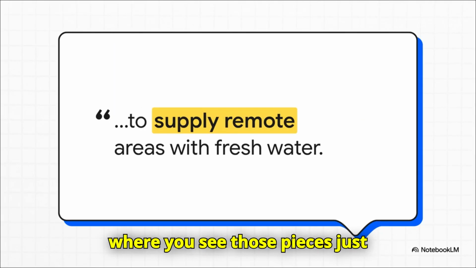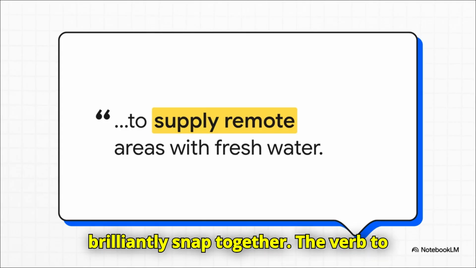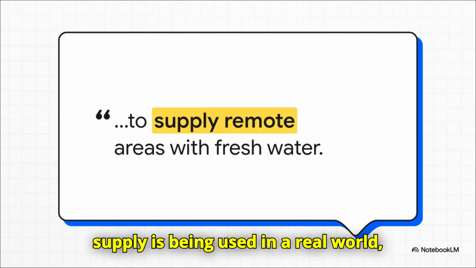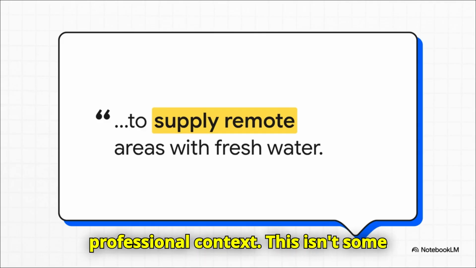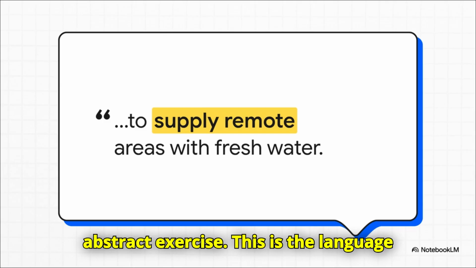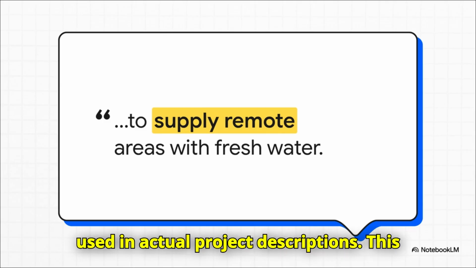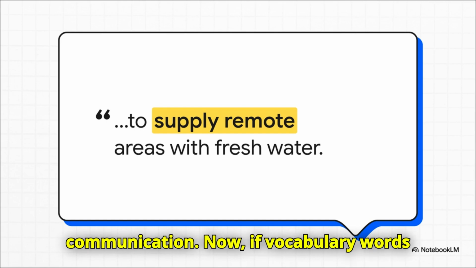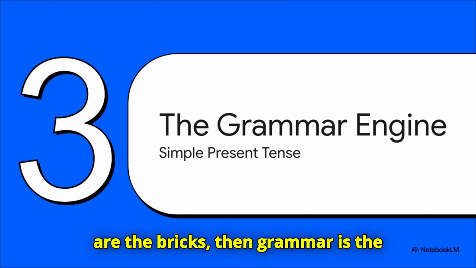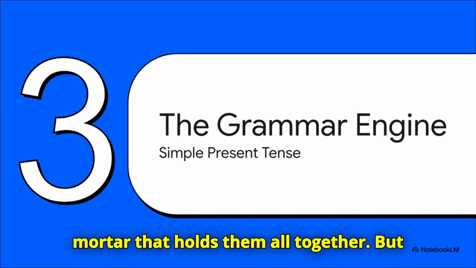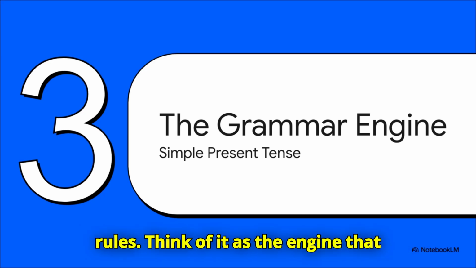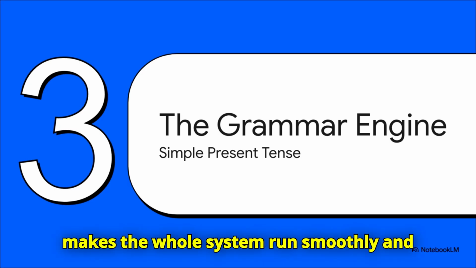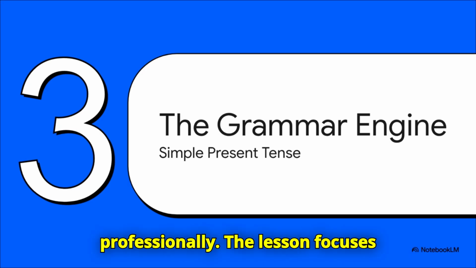And this is where you see those pieces just brilliantly snap together. The verb to supply is being used in a real-world professional context. This isn't some abstract exercise. This is the language used in actual project descriptions. This is the moment vocabulary becomes real communication. Now, if vocabulary words are the bricks, then grammar is the mortar that holds them all together. But let's not think of it as a boring set of rules. Think of it as the engine that makes the whole system run smoothly and professionally.